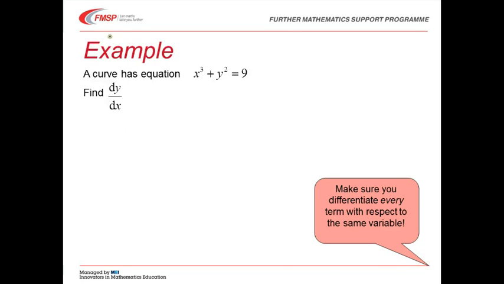Let's do another example. We're going to start by differentiating x cubed with respect to x. That's straightforward, 3x squared. Then we need to differentiate y squared with respect to x. So we're going to use the chain rule. Start by differentiating it with respect to y, that's 2y, and then multiply by differentiating it with respect to x. Differentiate 9 and we get 0. So dy by dx is minus 3x squared divided by 2y.